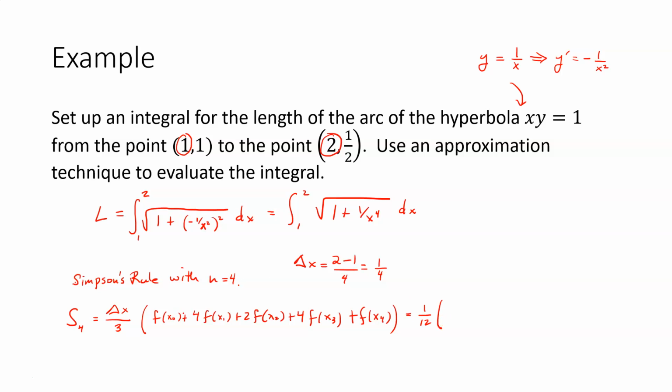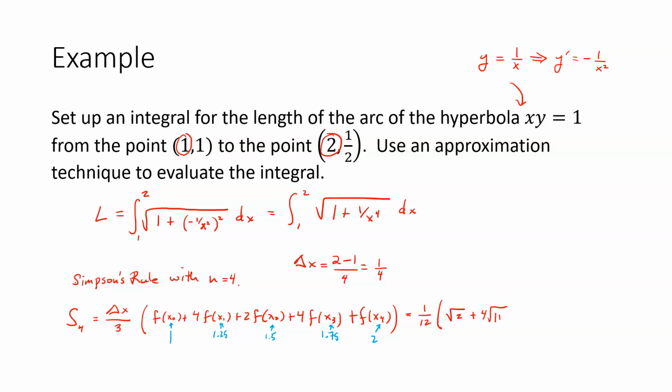f of x0 will be 1 as our left endpoint. So it'll be the square root of 1 plus 1 over 1 to the 4th, so square root of 2. And then the next one will have 4 times f of x1. Notice the grid points here will be 1.25 for x1, 1.5 for x2, 1.75 for x3, and then 2 for x4. Okay, so just getting those grid points in between.